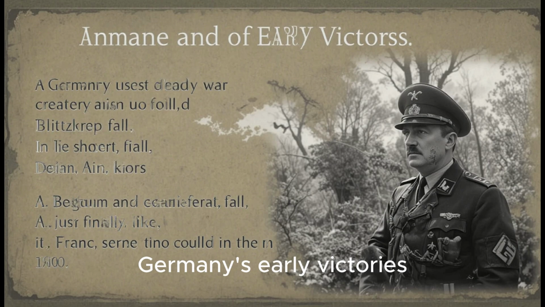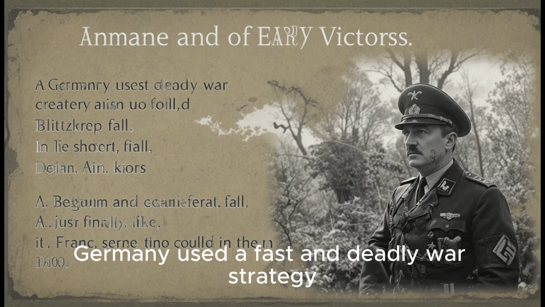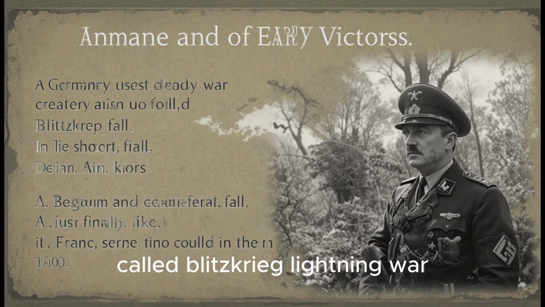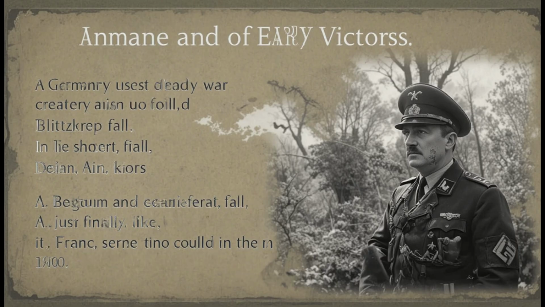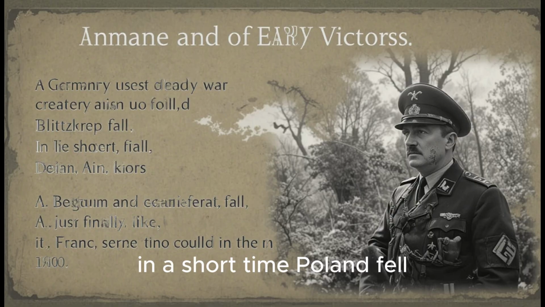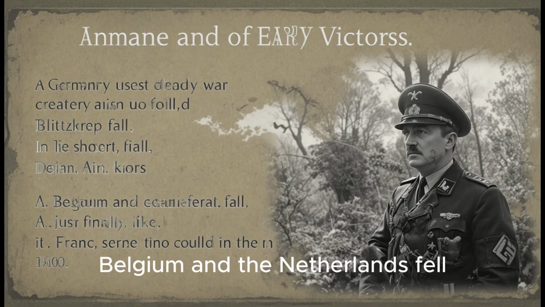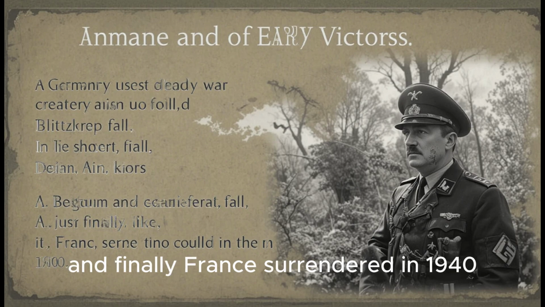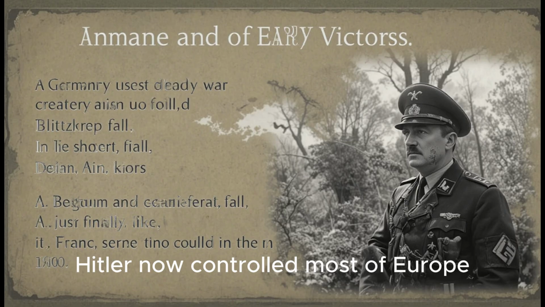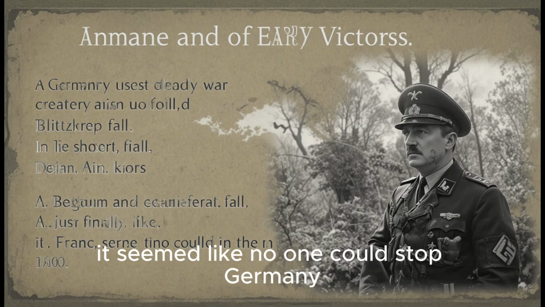Germany's early victories. Germany used a fast and deadly war strategy called Blitzkrieg, lightning war. In a short time, Poland fell. Denmark and Norway fell. Belgium and the Netherlands fell. And finally, France surrendered in 1940. Hitler now controlled most of Europe. It seemed like no one could stop Germany.